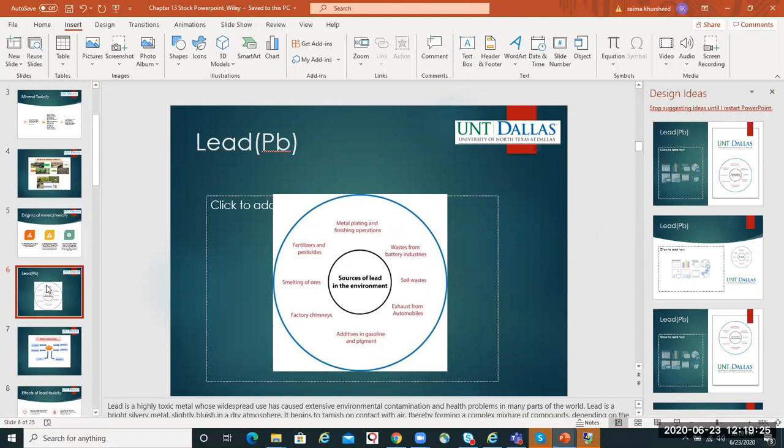So starting with lead, sources of lead in the environment include metal plating and finishing operations, sometimes waste from the battery industries, soil wastes, exhausts from automobiles and additives in gasoline and pigment, and sometimes the smelting of ores that results in lead pollution in the environment. We also have some fertilizers and pesticides, and factory chimneys that release a lot of lead into the environment.